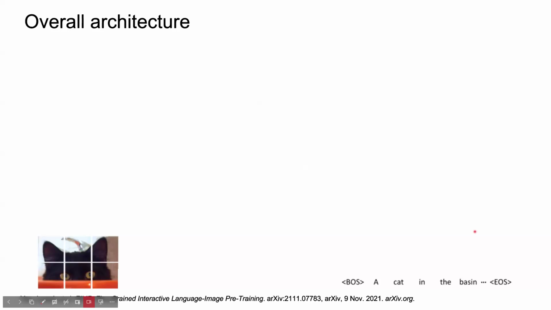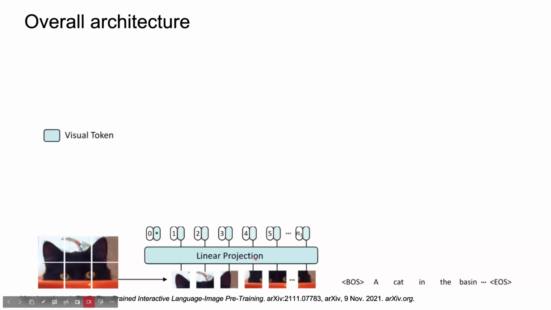Okay, so now let's look at the method. First, let's start with the overall architecture. In general, the architecture of FILIP is very similar to the architecture of CLIP. So we have an input image, in this case of a cat, and an input text, which is a sentence saying a cat in the basin, for example, with begin of sentence and end of sentence tokens. The image is divided into several patches, which are linearly projected and then concatenated with positional embeddings. And here we also have a CLS token.